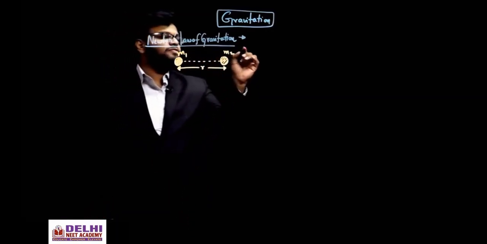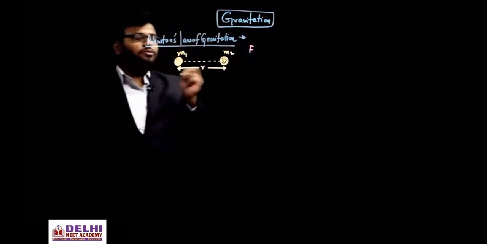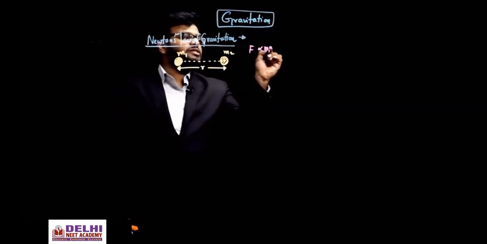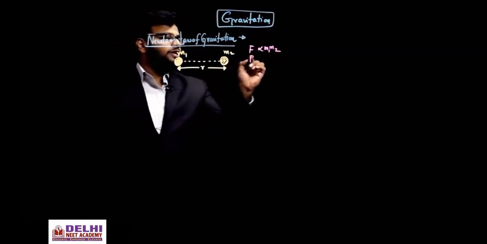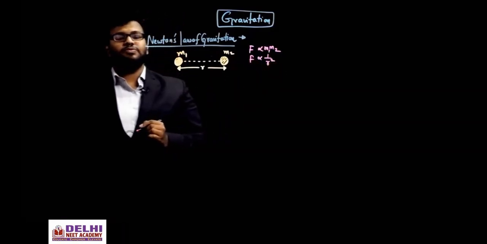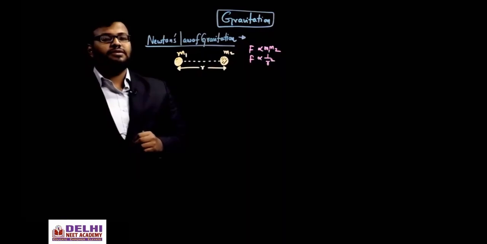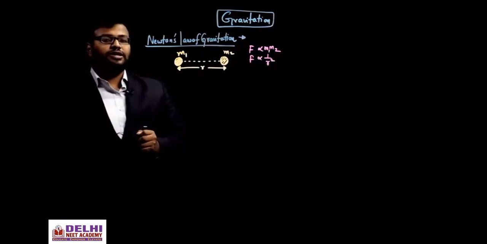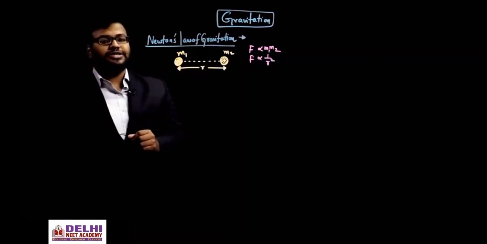He told that the force of attraction between the two point bodies or two masses is directly proportional to the product of their masses. The product of their masses is m1 into m2, and it is inversely proportional to the square of the distance between them. And this force, since force is a vector, will have both magnitude and direction, and this force always acts along the line joining the two centers.